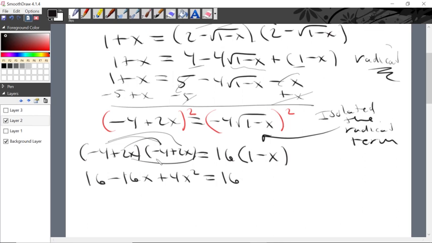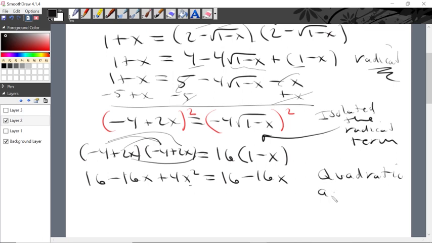Can we see what kind of an equation we're going to get now? 16 minus 16x. What kind of an equation does this now look like? We have the highest power is 2. We have no more radicals left. There are no denominators with any variables. We now have a quadratic equation. So we've transformed our radical equation into a quadratic equation.